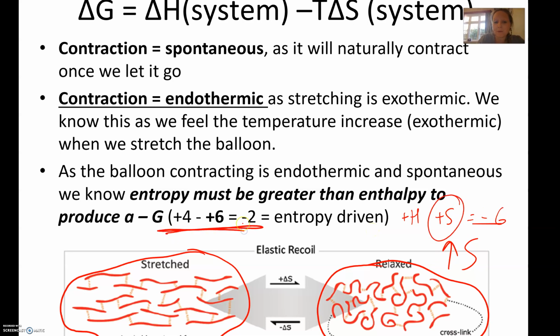The only way that an endothermic reaction, so a positive H and a positive S, can produce a negative G is if the entropy term has the greater value, or the greater input. So a balloon is a really good way of explaining how it is possible to have an endothermic reaction be spontaneous, but the only way is if the entropy is having a much greater effect. The massive disorder gained outweighs the endothermic aspect of this reaction. I hope that made sense.